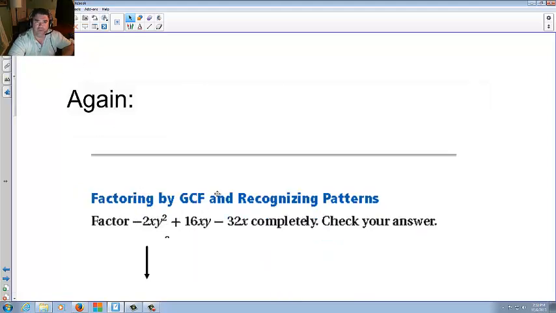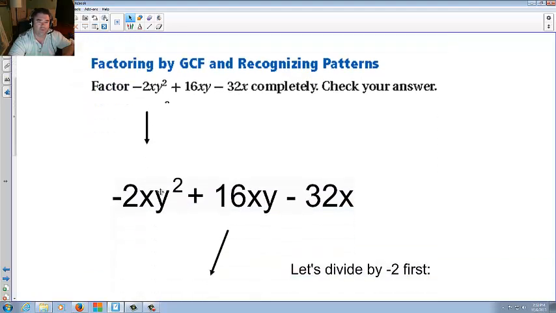Again, it says here factoring by greatest common factor and recognizing patterns. It says factor negative 2xy squared plus 16xy minus 32x completely. So what we're going to do is we're going to notice a pattern. What is in all three of these? Well, if you notice here, I have numbers in every one of these. I have a number 2, 16, and negative 32.